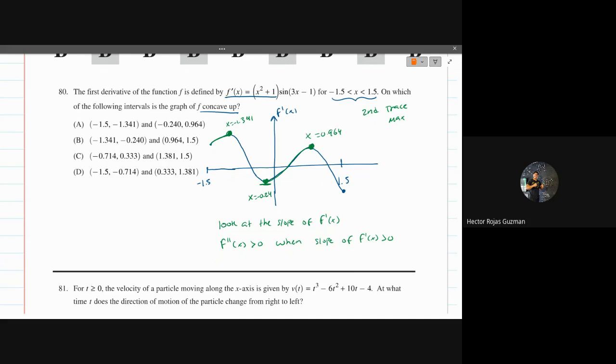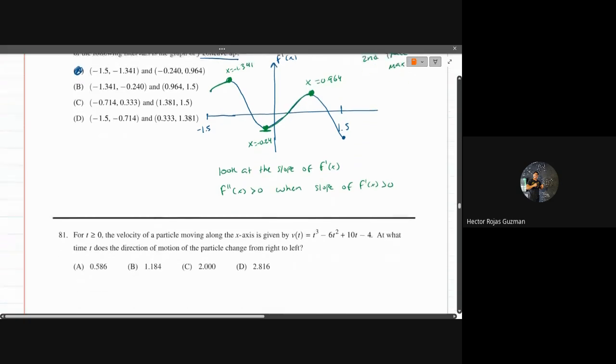Okay. The answer here is A. Right? We start with negative 1.5. We know that. It was given to us. And that's when the second derivative is positive, by looking at the slope of f prime.